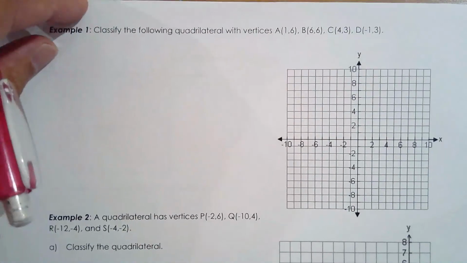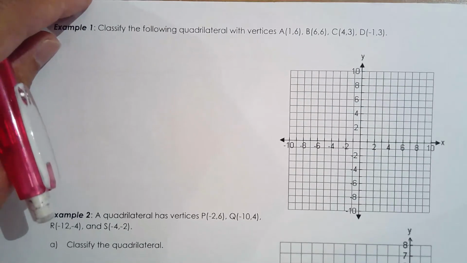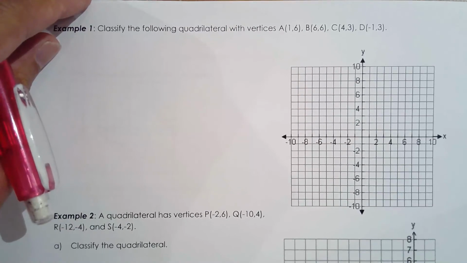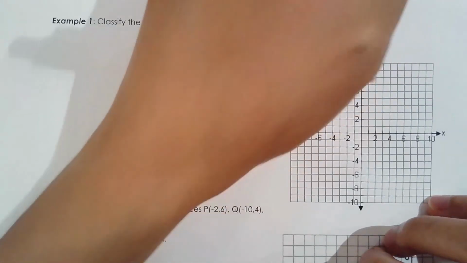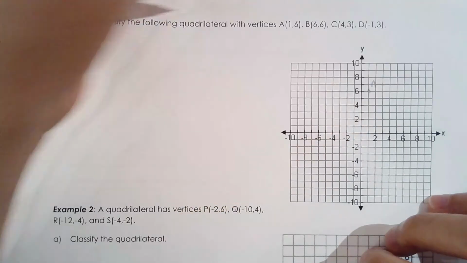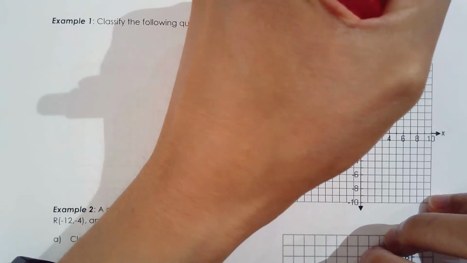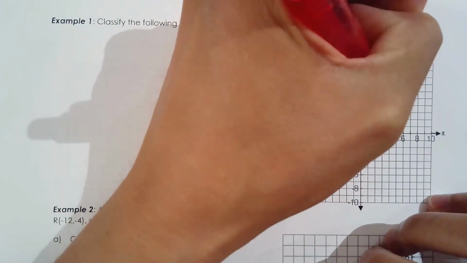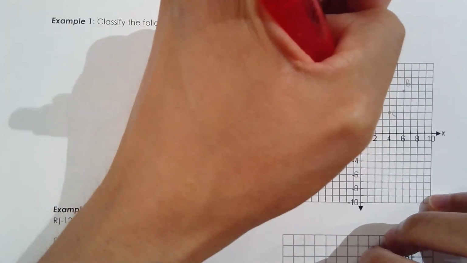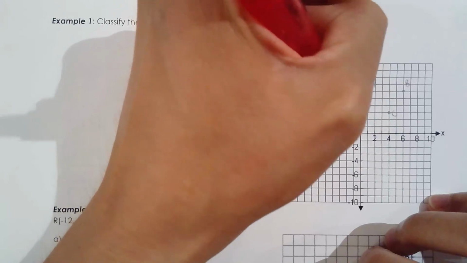Okay, classify the following quadrilateral. Oof. Okay, so let's plot the points. 1, 6. 6, 6. 4, 3. And negative 1, 3.